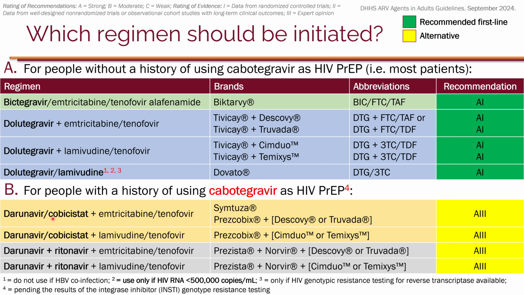Now, darunavir-cobicistat with the backbone of emtricitabine and tenofovir does come as a single tablet regimen, Symtuza, but also we can take multiple tablets. So Prezcobix, which has darunavir and cobicistat in it, with a backbone of either Descovy or Truvada. When it comes to ritonavir boosting, darunavir and ritonavir are separate pills. So Prezista is darunavir, Norvir is ritonavir, and then we can have backbones of 2 NRTIs added to them.